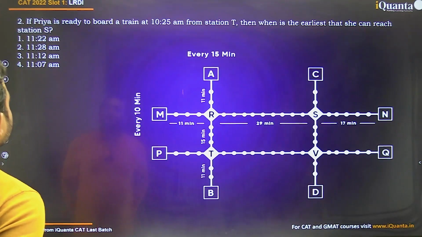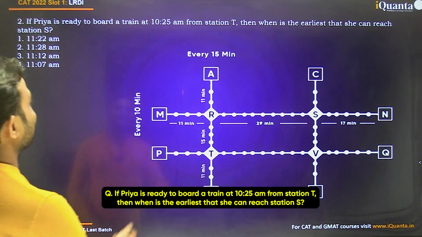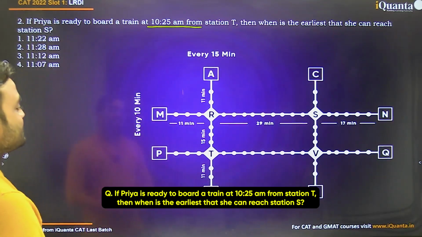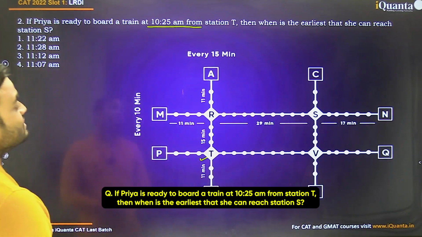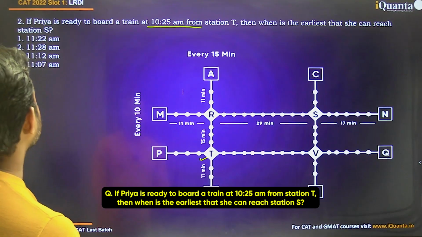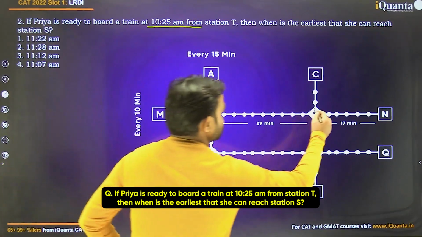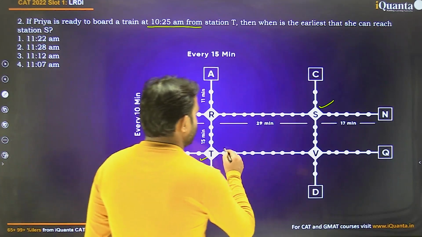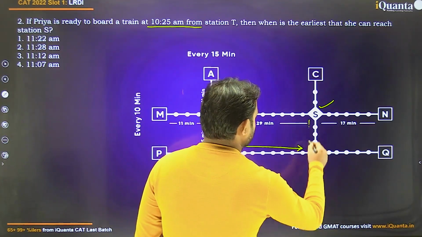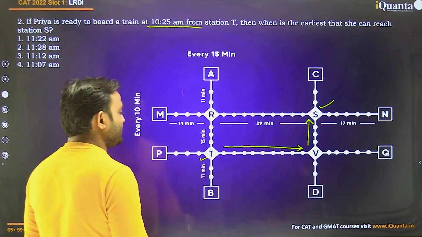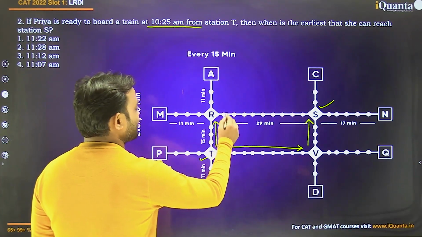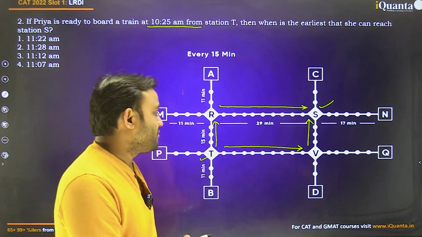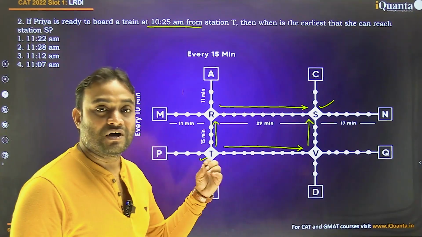Second question, it says if Priya is ready to board a train at 10:25 am from station T, then when is the earliest that she can reach station S? Now there are two ways to go to station S. It could be T to V, then V to S, or it could be T to R and then R to S. But before we count the time, we need to find out at which time earliest she can catch a train.